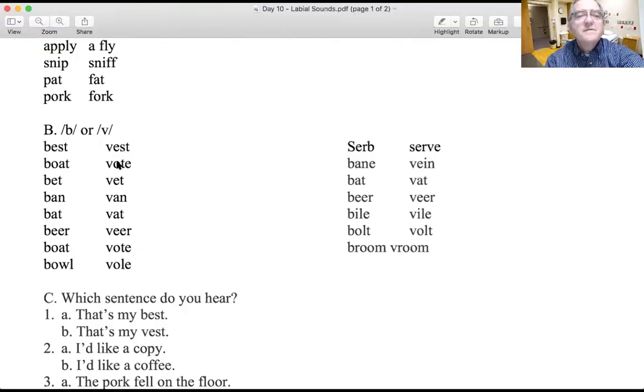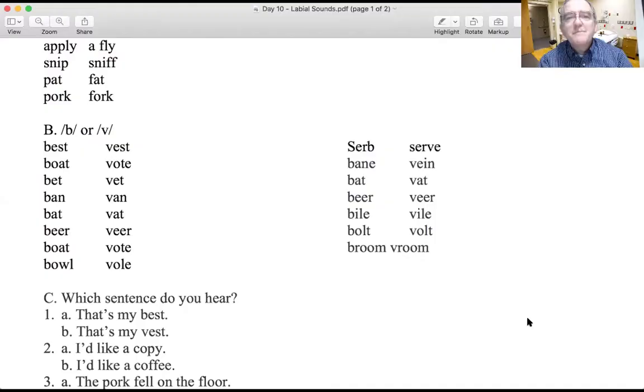Boat, vote. Please repeat. Bet, vet. Ban, van. That's in the nose. Ban, van, in the nose. Bat, vat. Beer, veer. Okay, before you started my class, some of you were saying beer. For V-E-E-R, you were saying B-E-A, beer, but it's veer. Okay, get a good pronunciation there.